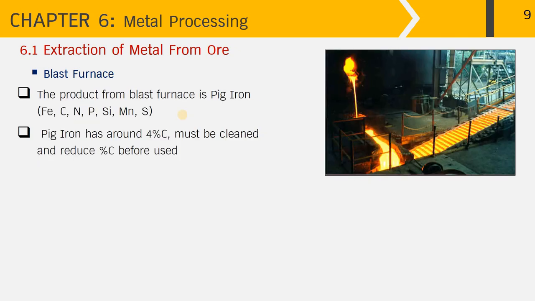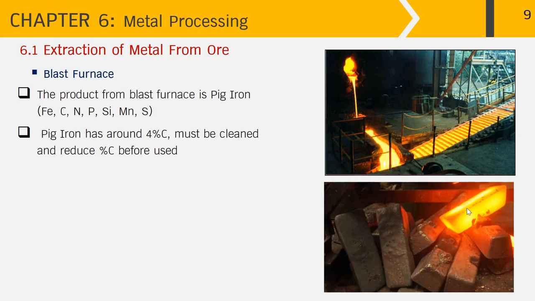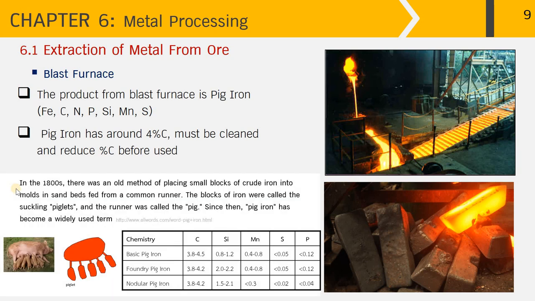What we obtain from the blast furnace is called pig iron, and that will contain mainly iron, and the minor elements are carbon, which is the most important, and nitrogen, phosphorus, silicon, manganese, and sulfur. Normally, pig iron has around 4% carbon, and that must be cleaned and reduced before use. As mentioned earlier, steels with high carbon content are prone to brittleness. The picture on your right-hand side shows the casting of pig iron, where finally we will obtain this big lump of metal after it solidifies. The name pig iron was obtained as it resembles a piglet, as you can see from this sketch.